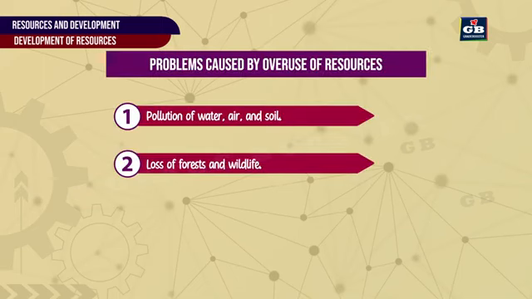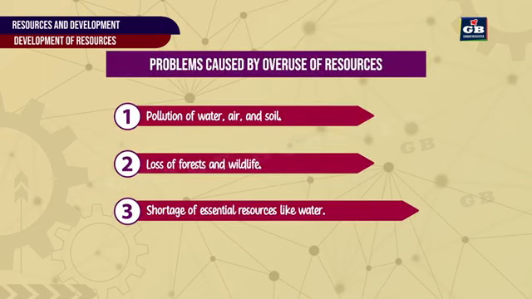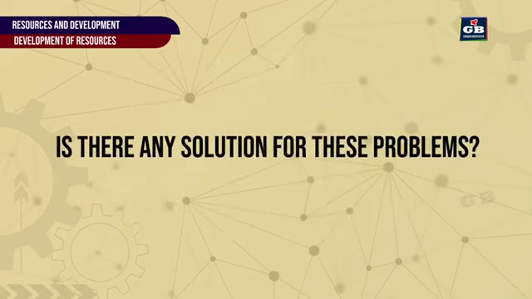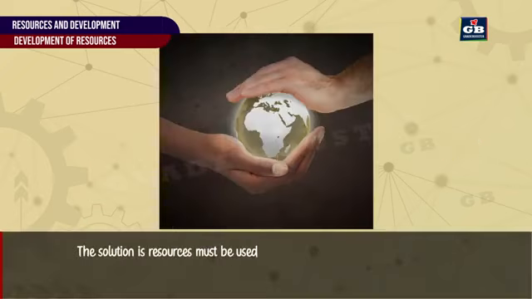Pollution of water, pollution of air, and pollution of soil. Loss of forests and wildlife. Shortage of essential resources like water. So these are the problems caused by the overuse of resources. Is there any solution for these problems? The solution is the resources must be used wisely and sustainably.